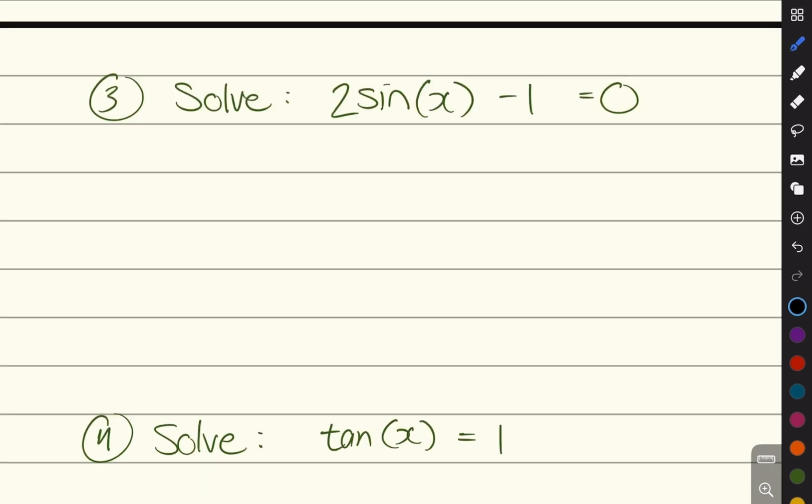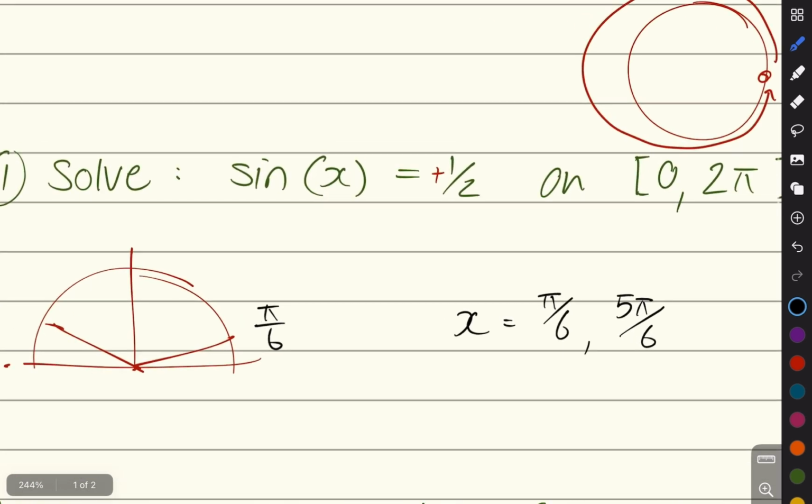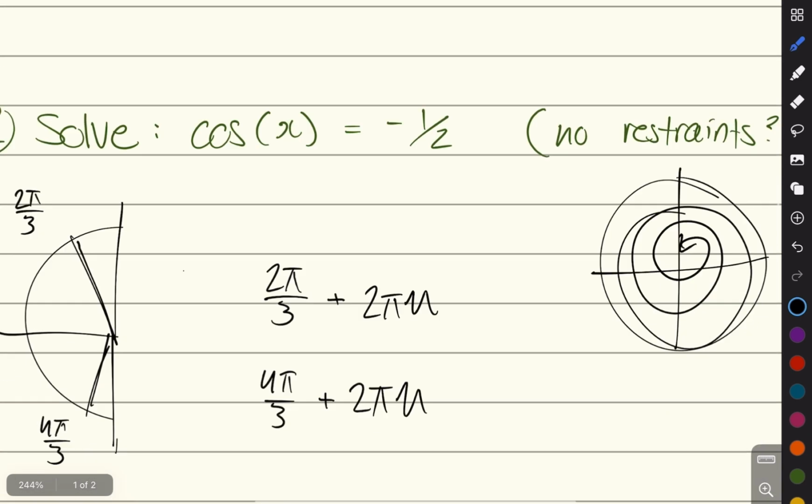Now for problem number 3, we're given 2 sine of x minus 1 equals 0. And to solve this, we need to first isolate the trig function. So we can move the negative 1 and the 2 to the right side of the function. Add one, and then divide by 2. So this. And this is the same equation that we're given in problem 1. So we're going to have the same answer as well.